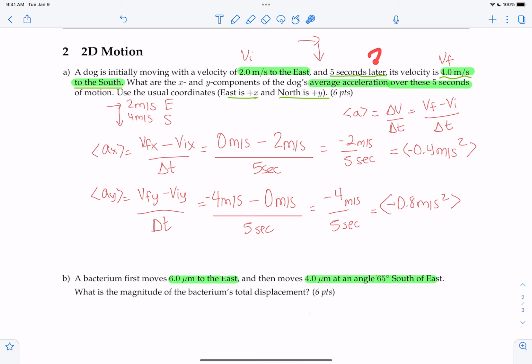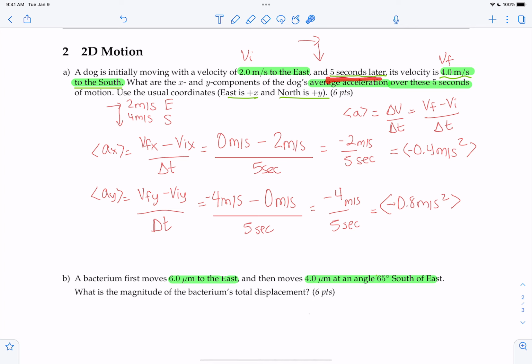So let's say maybe at 2.5 seconds, he changed his direction from east to south. We don't know if that happened or what time it happened, but all we know is that he started off east and he ended up south. So that's the whole deal of the 5 second thing. I know that it might be a little confusing, but we're only looking at initial and final. We're not looking at what happened in between.